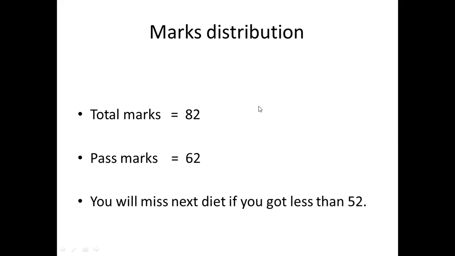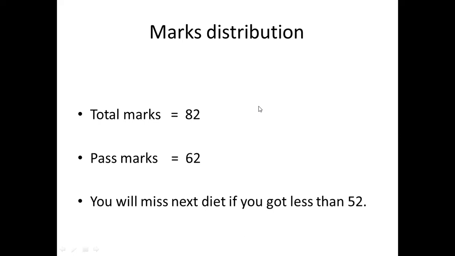From the last diet, they have introduced one more thing: any candidate who has a score of less than 52 cannot appear for the next diet. For example, a candidate appeared in diet one and has around 50 marks. He could not qualify, unfortunately. He cannot appear for the next diet anywhere in the world. He just has to skip one diet, and after that he can apply.